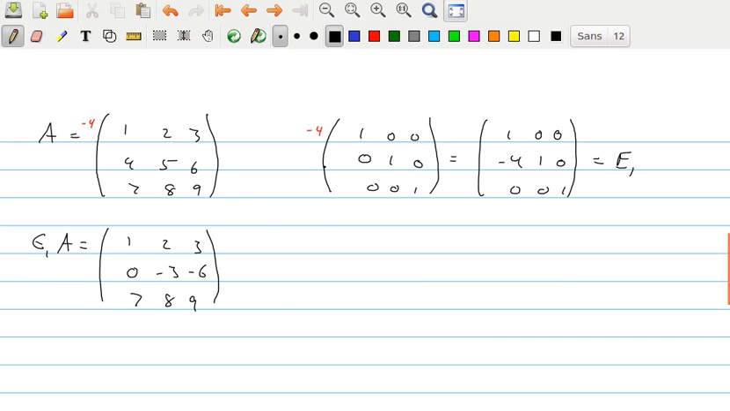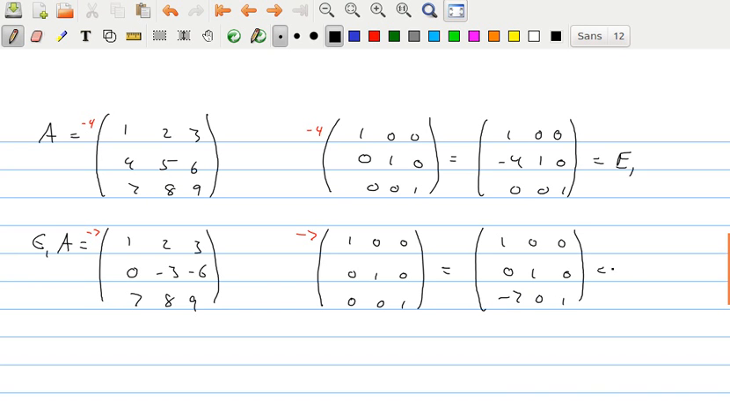Okay, now to get our next elementary matrix, I know that I want to get rid of the 7 here, so I'm going to take -7 times the first row and add it to the third row. So let's start with our identity matrix, 1, 0, 0, 0, 1, 0, 0, 0, 1, and perform that same elementary row operation. Multiply the first row times -7 and add it to the bottom row. So this gives us, well, our first two rows stay unchanged, and our last row picks up a -7. So this is the matrix E2.